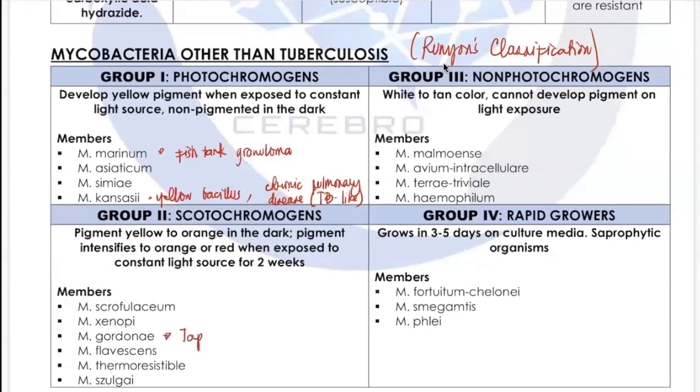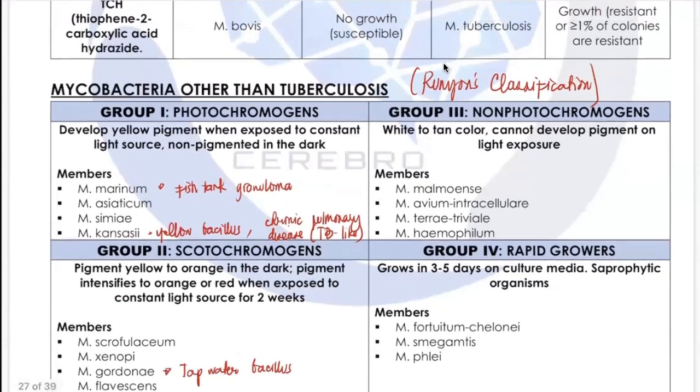Of course, we know this. This is the tap water bacillus. Okay? And for the group 3, we have the non-photochromogens. Here we have Malmoense, Avium intracellulare, Terrae triviale, and Haemophilum. Okay? So I want you to take note here first of Terrae triviale. This is what we call the radish bacillus. Okay? The radish bacillus. And of course, I want you to take note of Mycobacterium avium intracellulare.